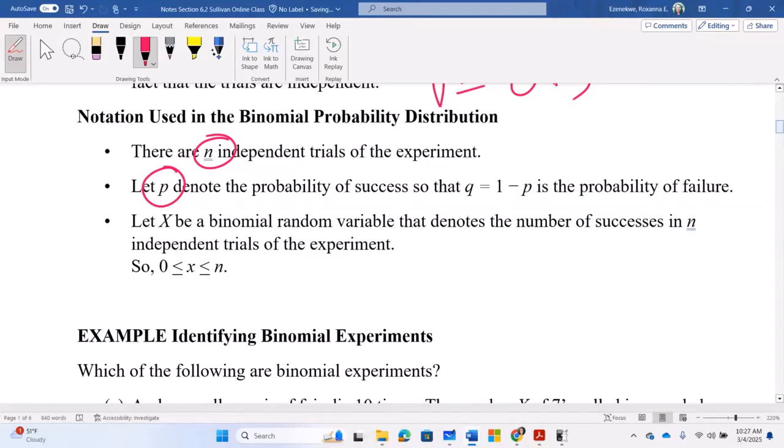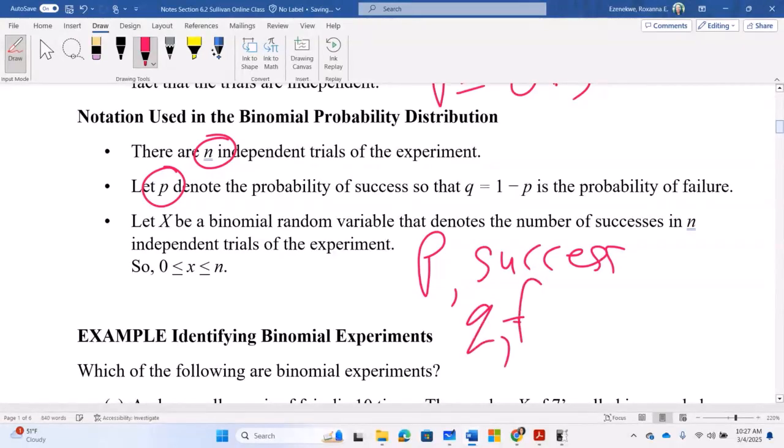If P denotes the probability of success, then Q is equal to 1 minus P. In other words, there are two outcomes. P is success, and Q is failure. In probability distribution, success plus failure must be equal to 1 because of the property of probability.